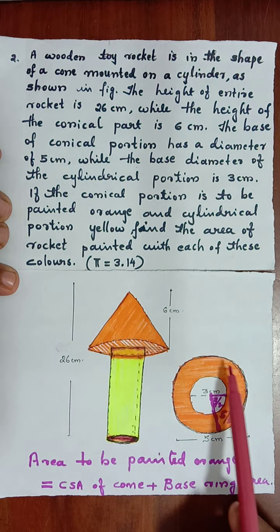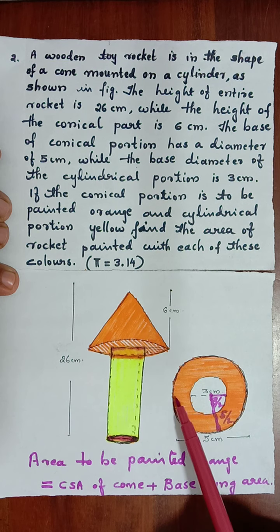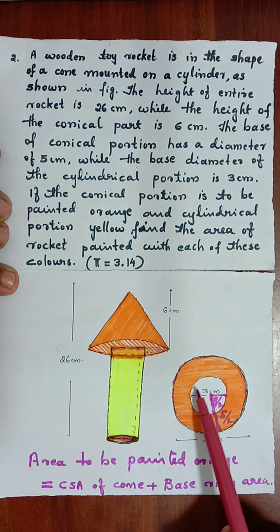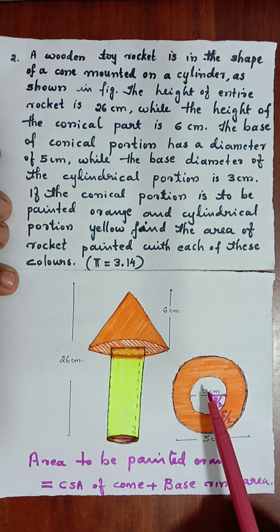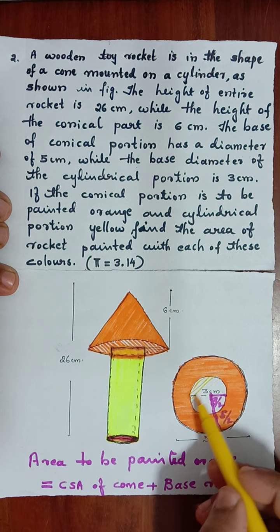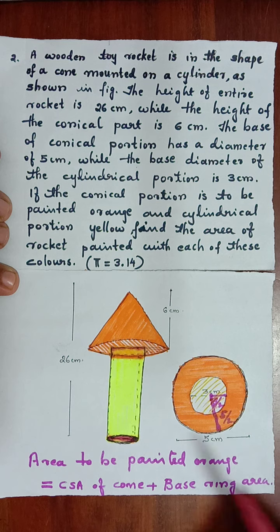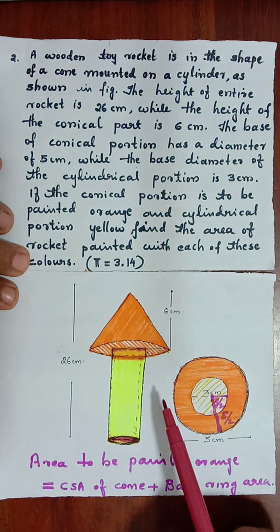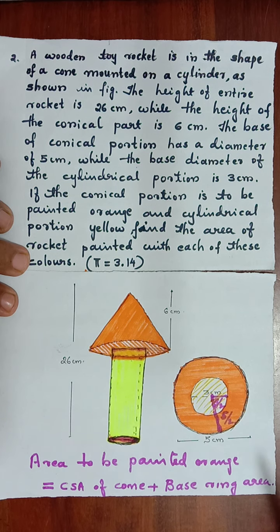The base of the conical portion I have drawn like this. It comes circular. So 5 centimeter is the diameter of this. Now this white area is shown as the base of the cylinder. The base of the cylinder is shown as a white portion, that is actually yellow in color, we can say. This is the base of the cylindrical portion. The base diameter of the cylindrical portion is 3 centimeter. Base diameter is 3, therefore radius will be 3 by 2.